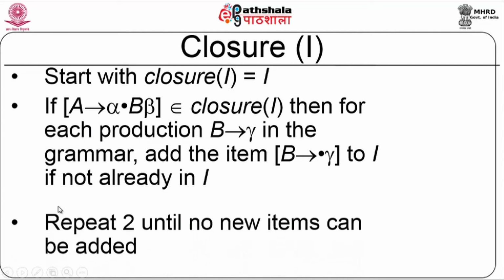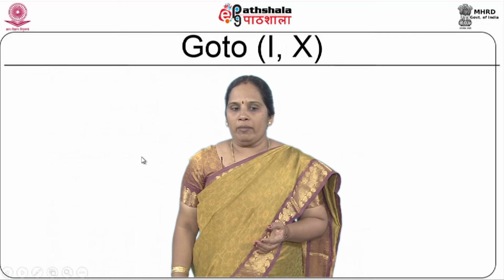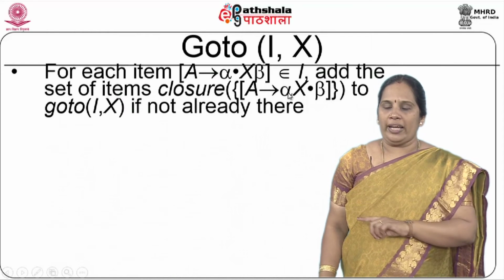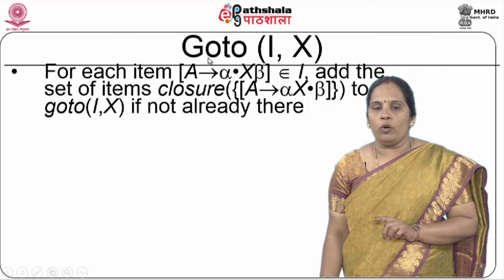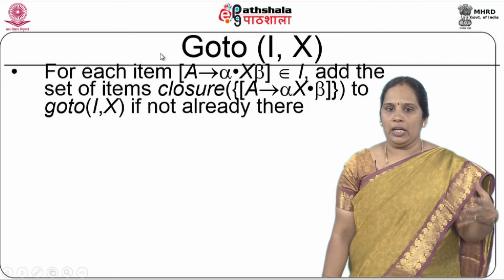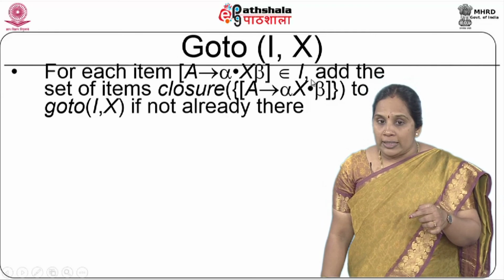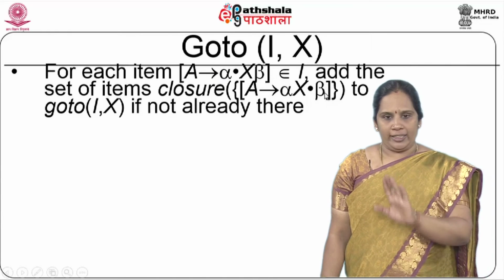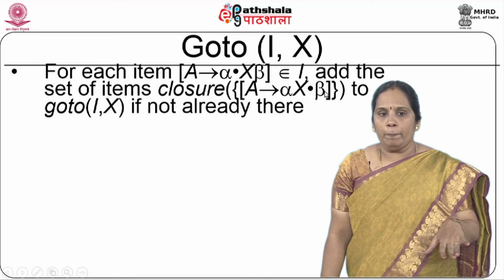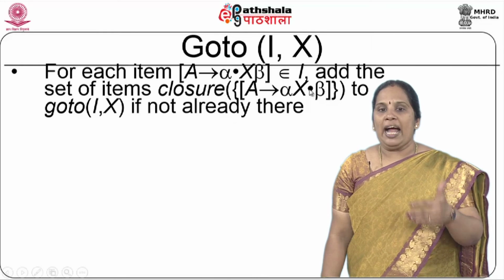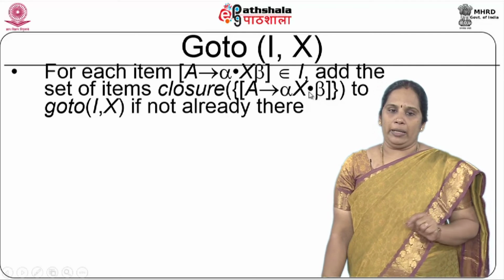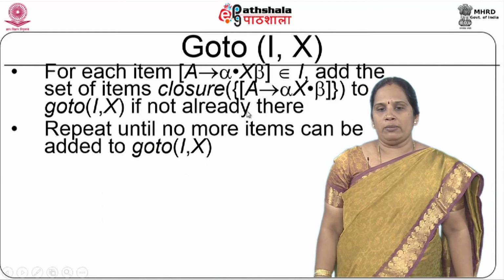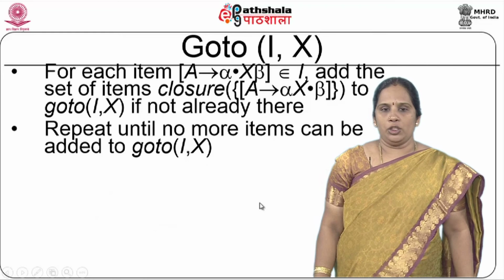Now, Goto will be done for all I comma X, where X can be a terminal or a non-terminal, where this X is appearing after the dot. Now, Goto of I comma X will be some I1 or I2, whatever it is. I have to shift the dot by one position, and with this as an argument, I have to call closure. When I say I am going to call closure, if beta begins with a terminal, I stop there. If beta begins with a non-terminal, then I have to call closure, which is nothing but adding the productions of beta with a dot in the beginning, and I have to keep on iterating until no more new items can be added. So, repeat until no more items can be added to Goto of I comma X. So, that is your situation.